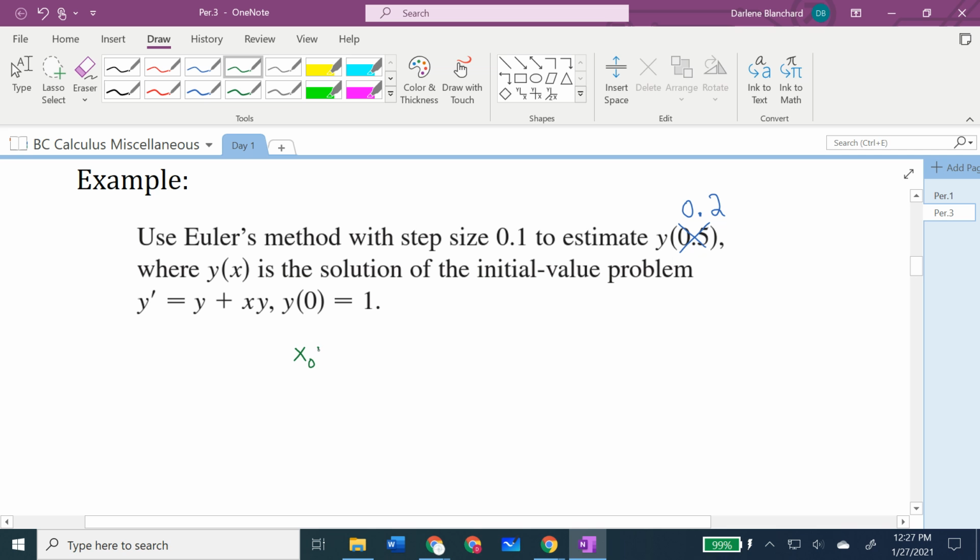I like to set mine up where I write down my initial value. And then because I'm given a particular step size, I know what all my next x's are that are coming. If there were more, I'd write more. I am given that this is my initial point, so I'm going to put that down.